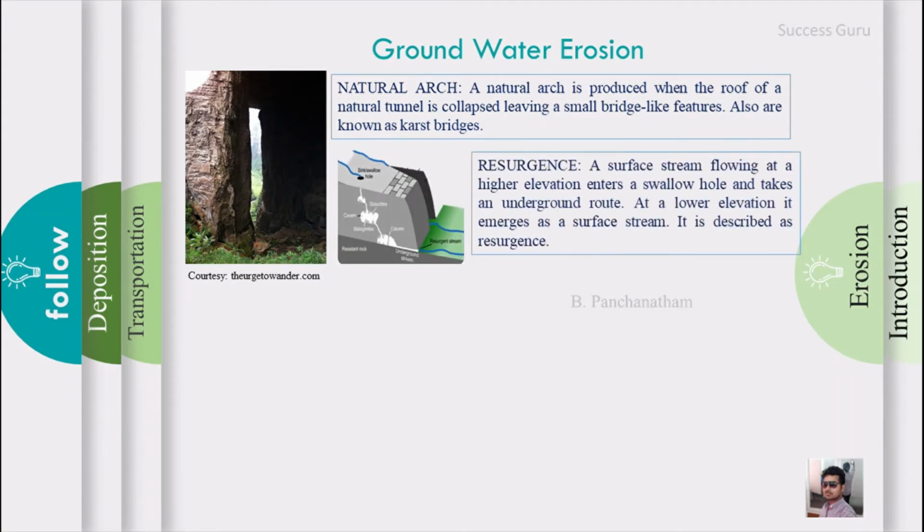The next one is the resurgence. This is when a surface stream flowing at a higher elevation enters a shallow hole and takes an underground route. At a lower elevation, it emerges as a surface stream, and this is called the resurgence. The left side image shows a shallow hole where the surface stream enters, as it is a limestone region. There are caves through which the water is passing. There is no surface evidence of this stream, and all of a sudden at a lower elevation, where there is no limestone region, this water emerges, and that is called the resurgence.